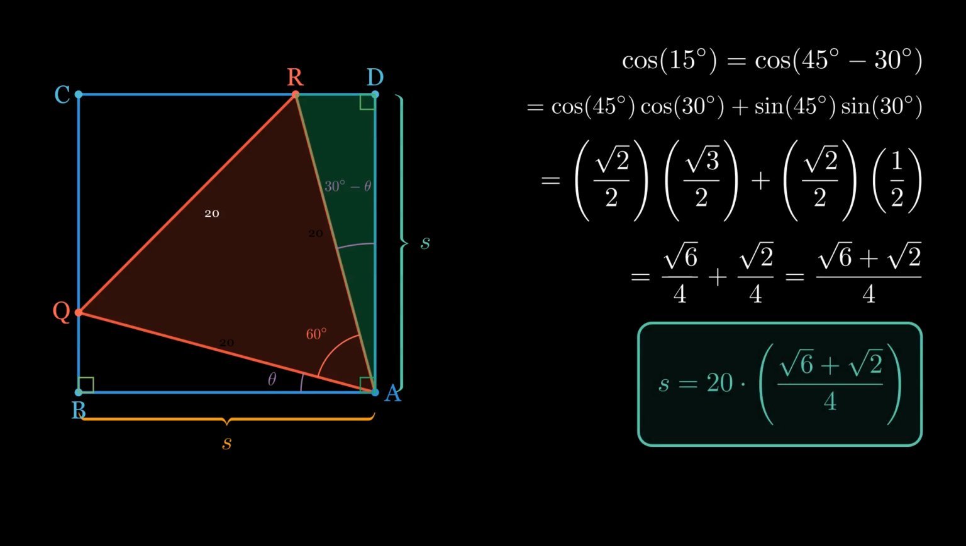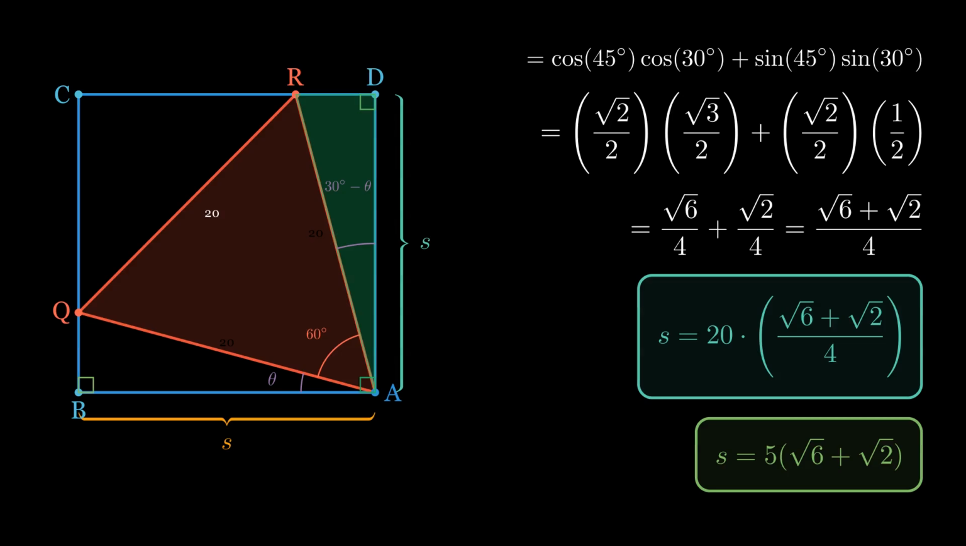Finally, we substitute this exact value for cosine of 15 degrees back into our equation for S. The 20 in the numerator and the 4 in the denominator simplify to 5, leaving us with our final answer. The side length of the square is 5 times the quantity square root of 6 plus square root of 2. A precise answer derived from uncovering the deep symmetry of the problem.